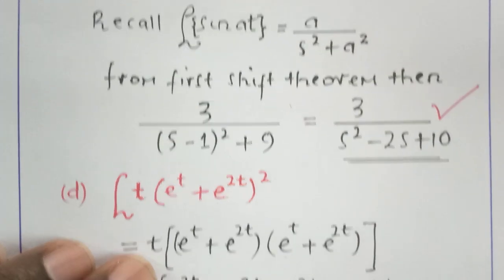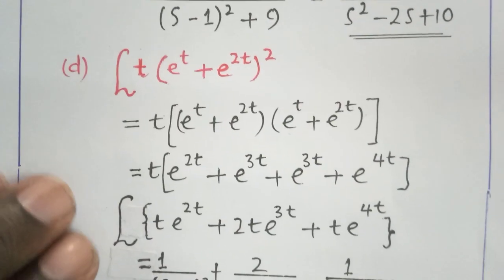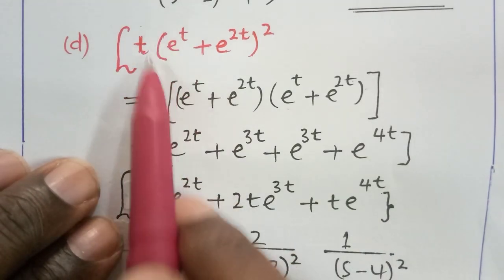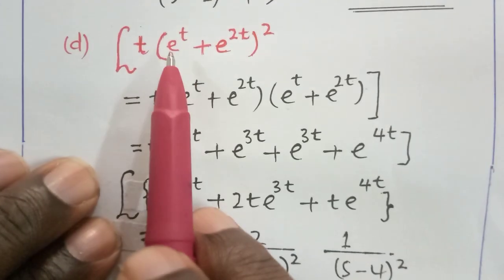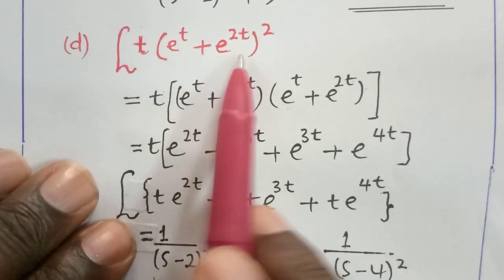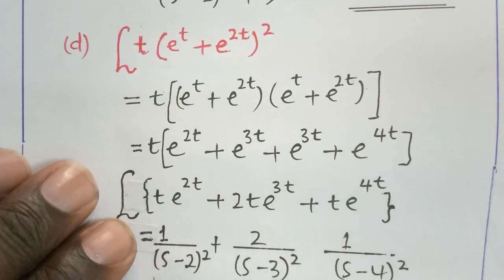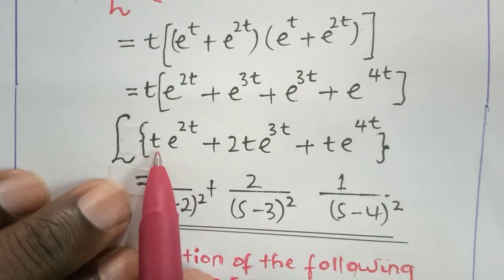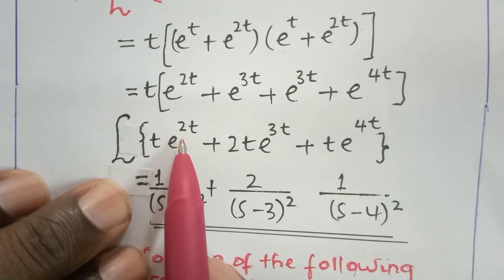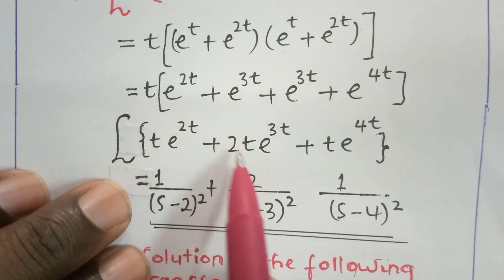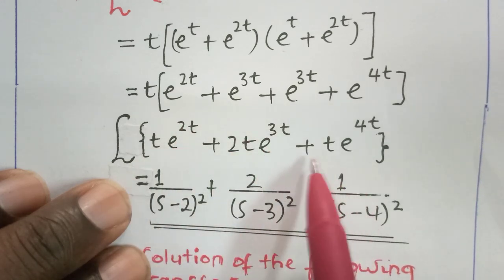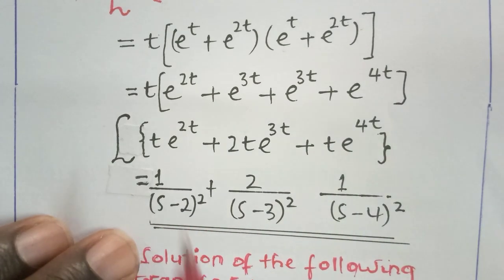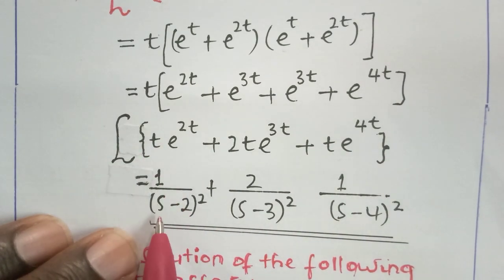Guys, now we come to this other question. It's still a review question, where we are multiplying t by that, squared. First of all, we can expand what is squared. After expanding, this is what we are going to get: t multiplied by e raised to 2t, plus 2t e raised to 3t, plus t e raised to 4t. And so now, guys, for t, we know it is 1 all over s squared.